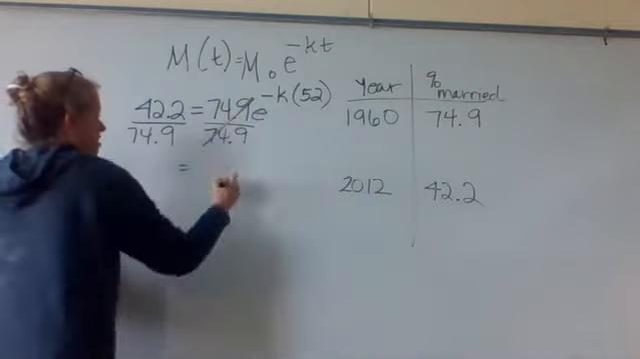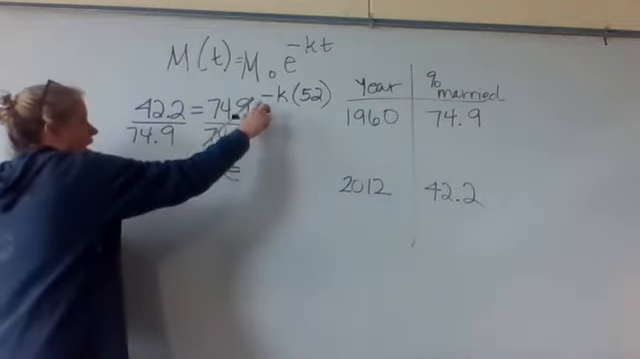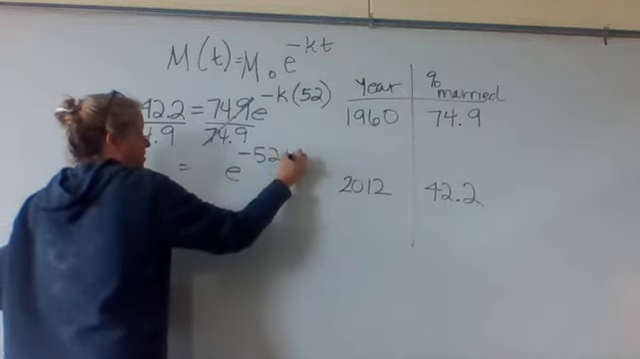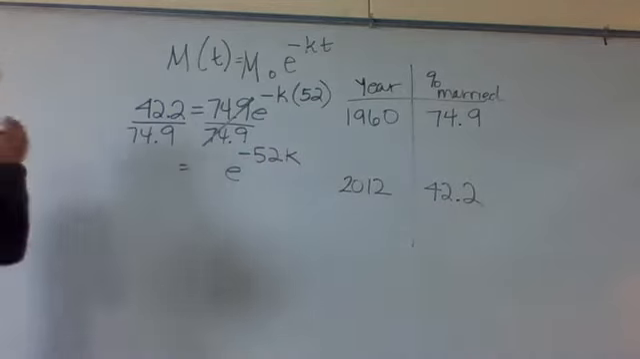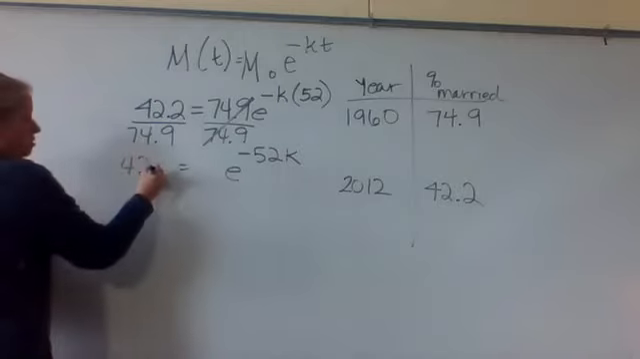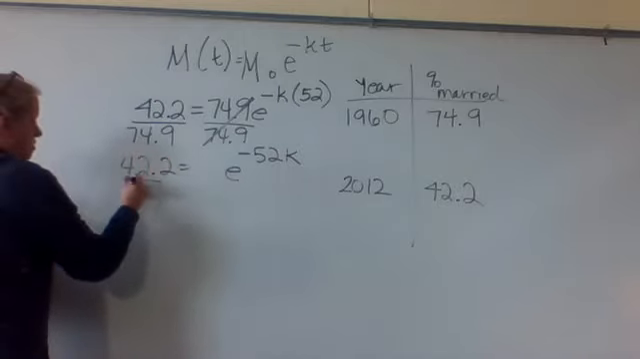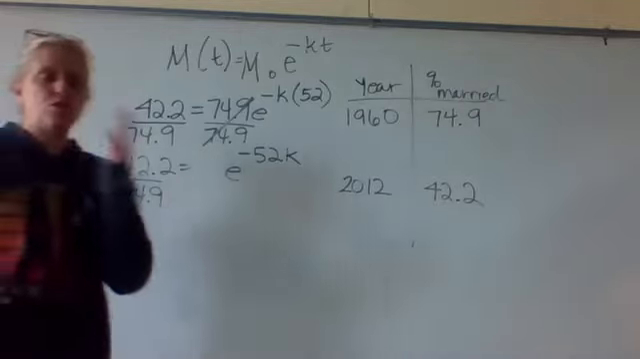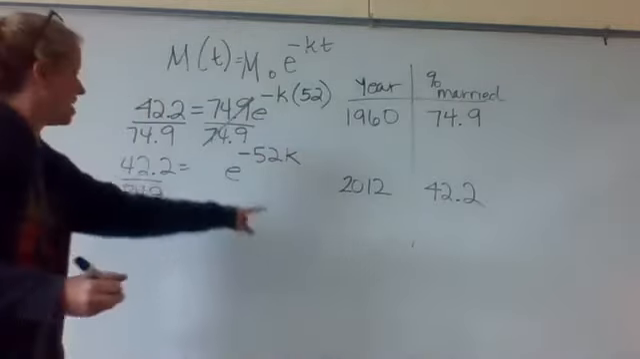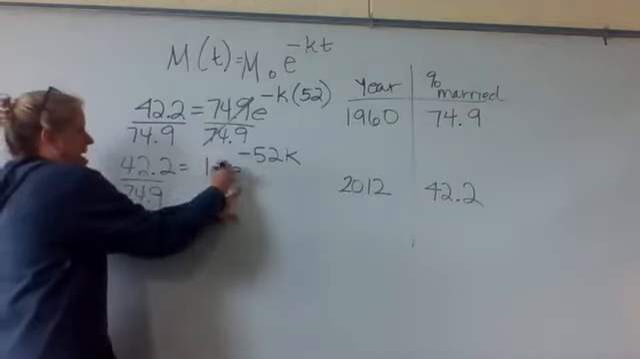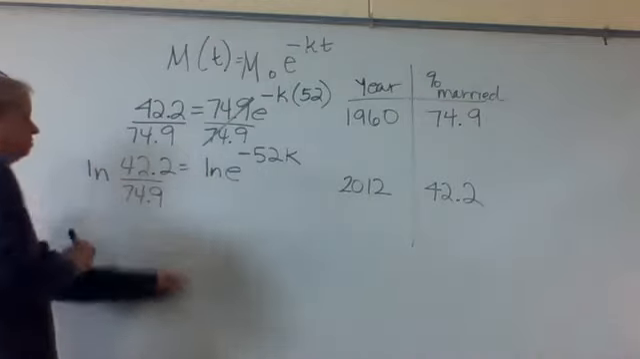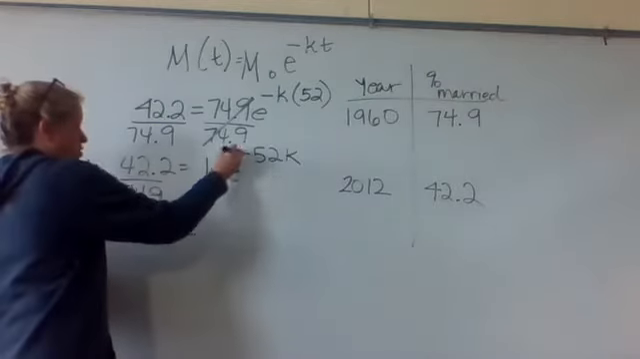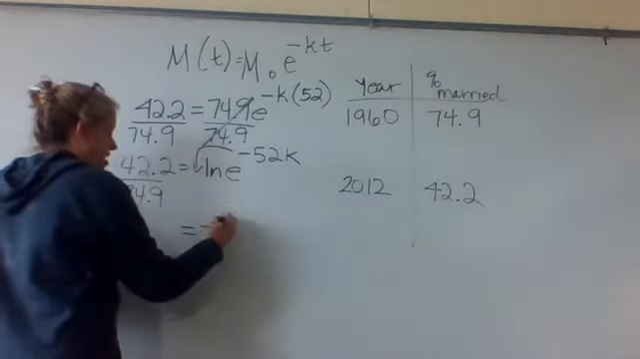So that goes away. There's my e. Up here I have negative k times 52. So I'm just going to write that as negative 52k equals ln of 42.2 over 74.9. Now I'm going to use the rule that brings my exponent down. And since I'm dealing with an e, I'm going to ln both sides. That's what brings the negative 52k down.